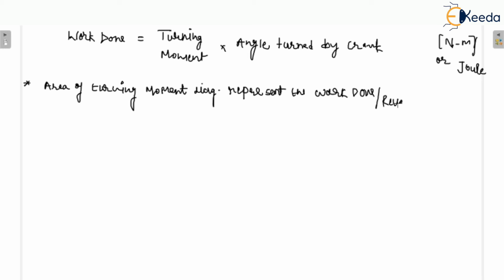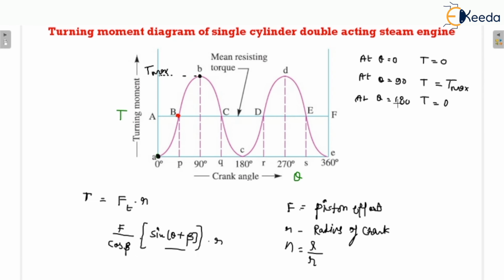Okay. Now we need to understand the practical cases. Practically, the engine is assumed to work against the mean resisting torque. This horizontal line you can see here represents the mean resisting torque. In practical cases, the engine is assumed to work against the mean resisting torque as shown by the horizontal line.